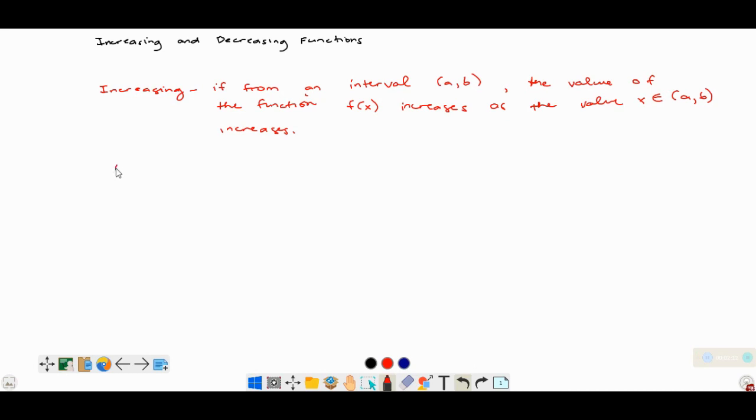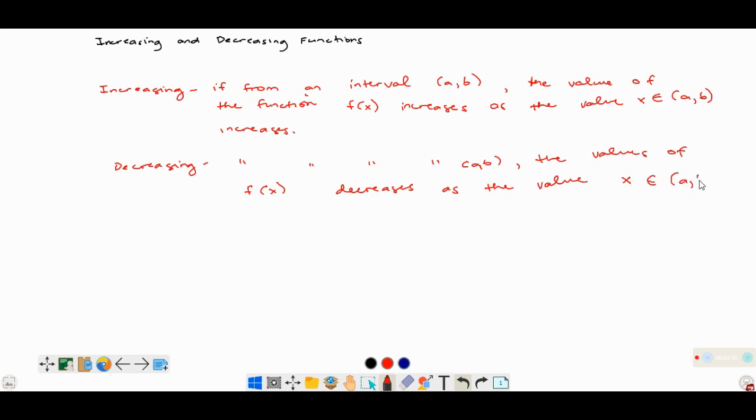Now, for decreasing functions, so if from an interval AB, the values of the function f of x decreases as the value x in the interval AB increases.